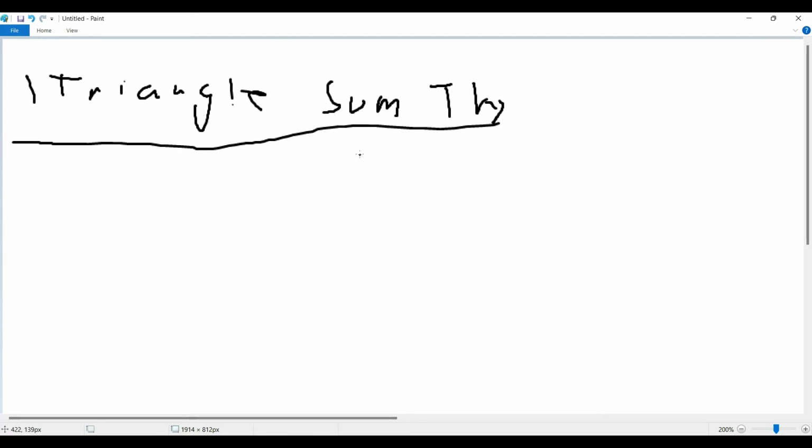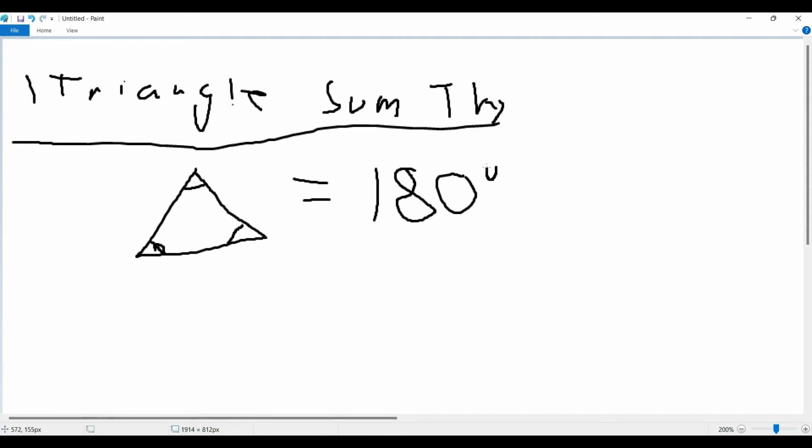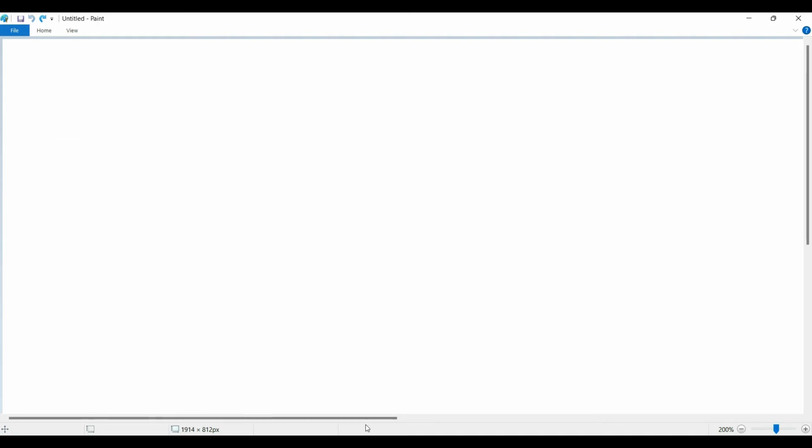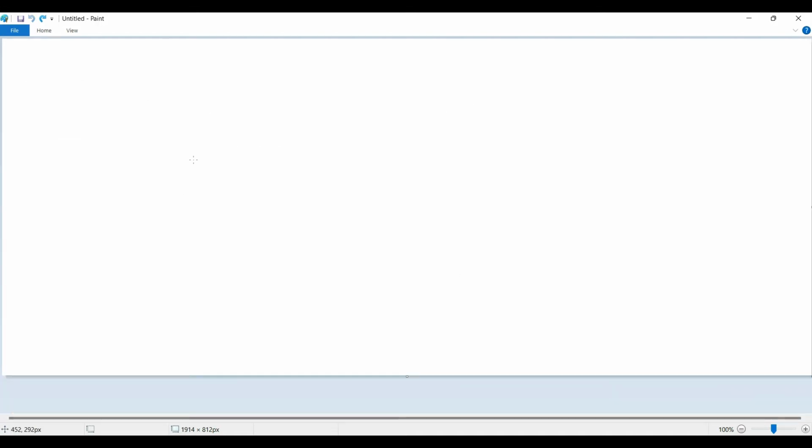So the triangle sum theorem is pretty much a theorem that states, let's draw a nice triangle right here, that all three angles in a triangle is equal to 180 degrees all of the time. Now each angle may be different. For example, it could be a 30, 60, 90 triangle, 30 degrees, 60 degrees, and 90 degrees, or it could be something completely different. So now you know what a triangle sum theorem is. Let's dive further into how useful it is.